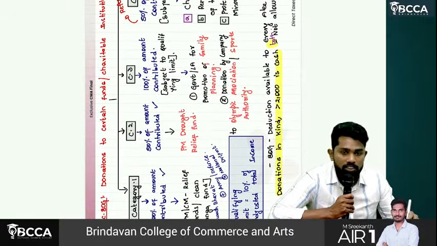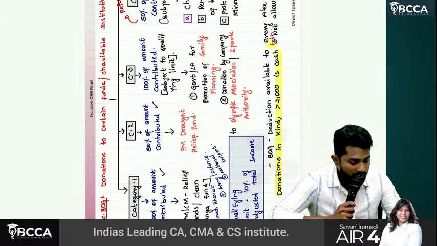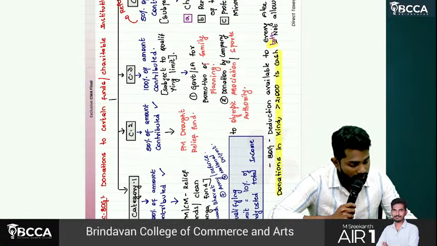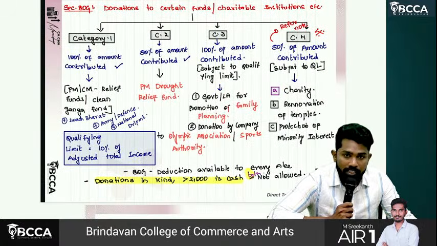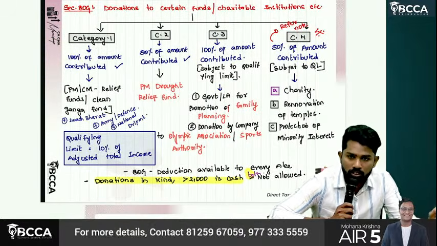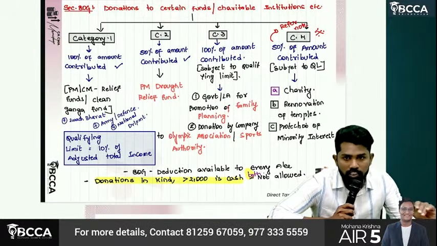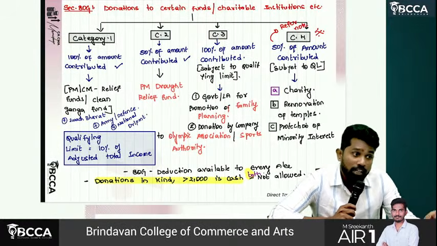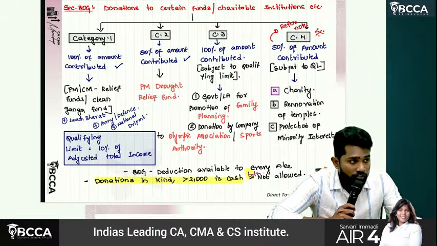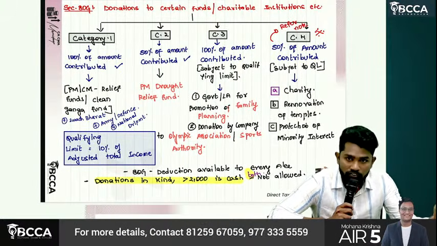Then sir, we discussed 80G. Sir, what is 80G? Under 80G, how many categories are there? 4 categories are there. Category 1, how much is the deduction available? 100%, no limits and all. Category 2, 50% flat. Category 3, 100% but subject to qualifying limit. Category 4, 50%, again qualifying limit conditions are there.